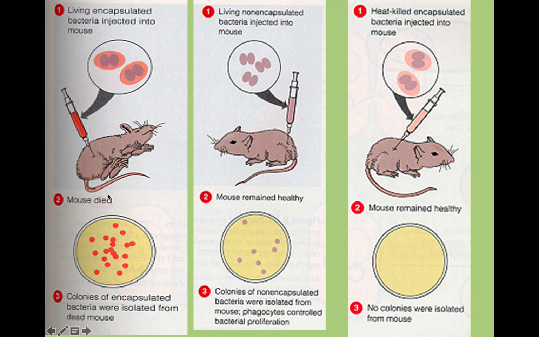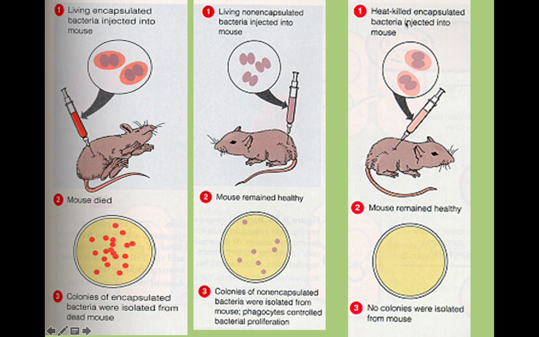And if you remember Koch's postulates, you must be able to culture that from the infected organism and grow it in the lab. And that's what he did. He was able to inject that into the mouse, got sick and died, and then regrow it in the lab. He then injected the non-encapsulated bacteria, so the one that does not cause disease, injects that into the mouse, remains healthy, and he does culture that same organism from the mouse.